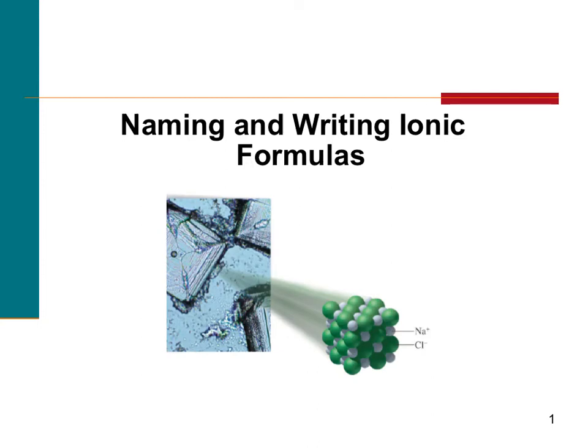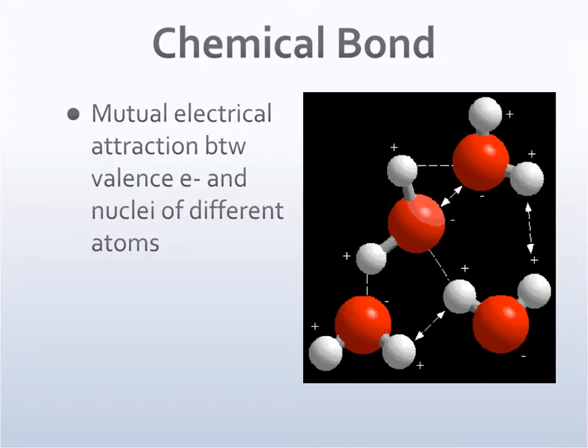This is the beginning of the notes for Chapter 6, and we are going to be learning to write ionic formulas and then write the names if we are given a formula. Before we can start figuring out how to write these formulas, we need to spend just a moment talking about what makes a chemical bond.